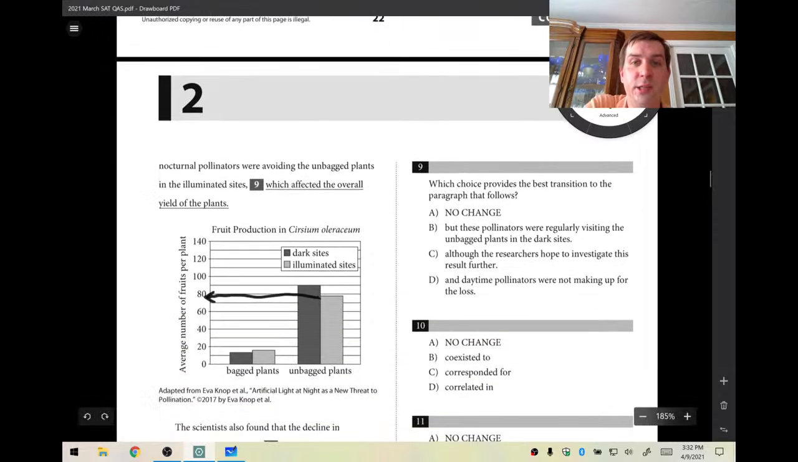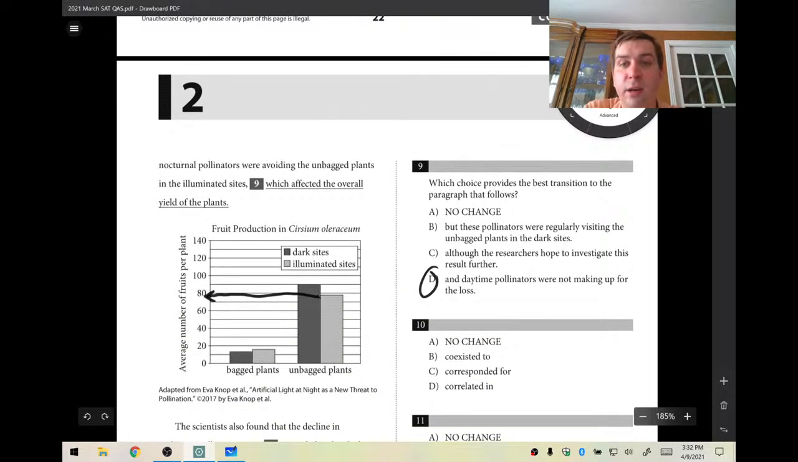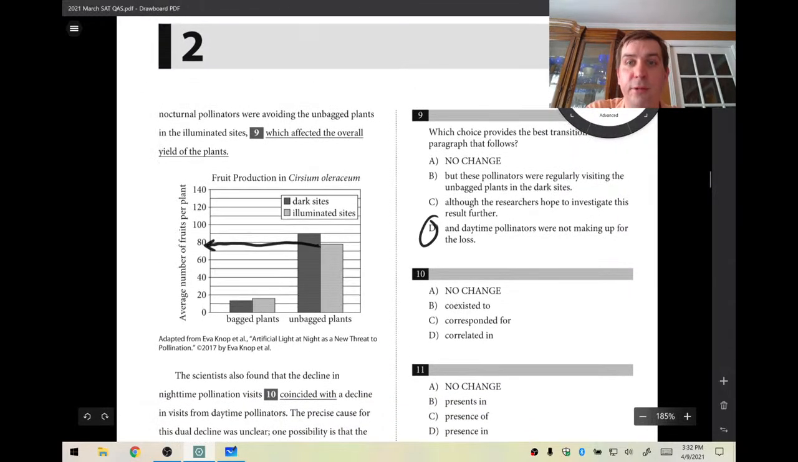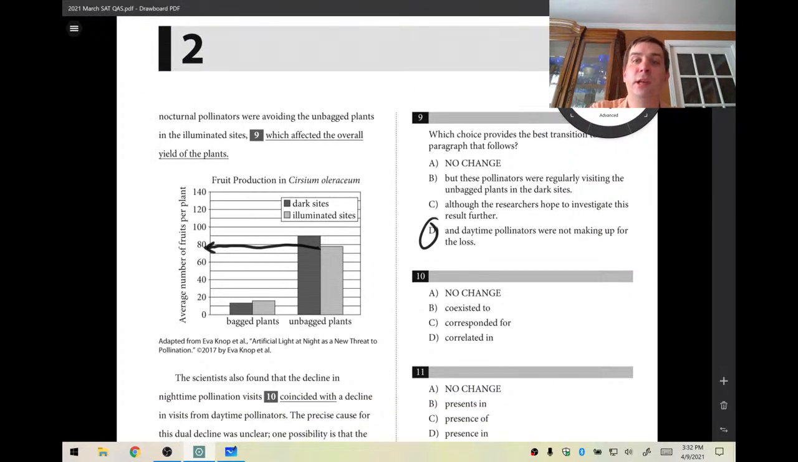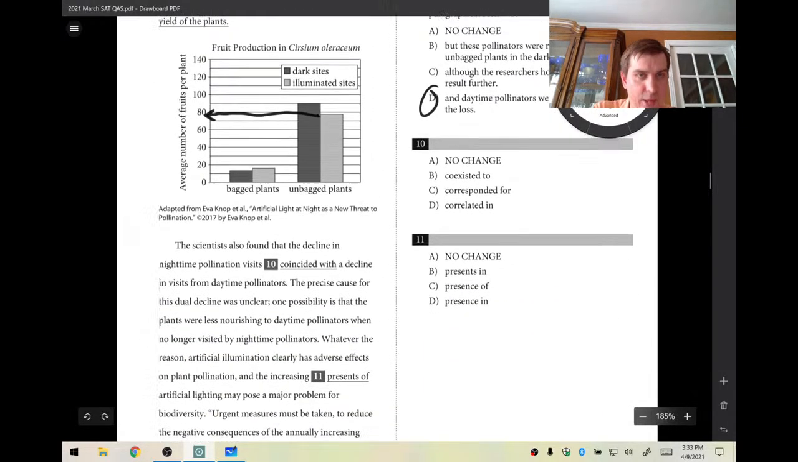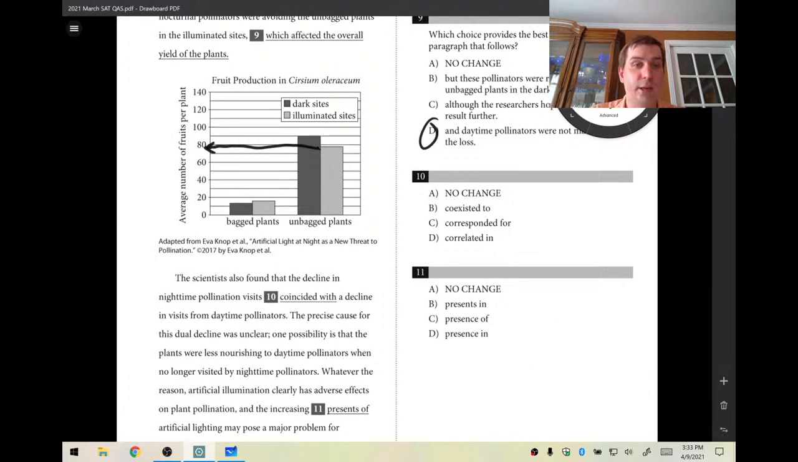actually supports D. The daytime pollinators were not making up for the loss. So which affected the overall yield of the plants is incorrect. It's actually D. The best transition to the next paragraph is about the daytime pollinators not making up for the loss, because that is what the next paragraph is all about. All right, so that one was D. Let's look at number 10.